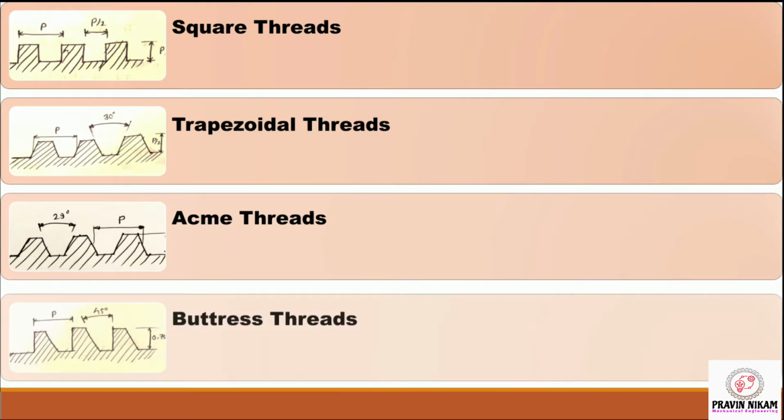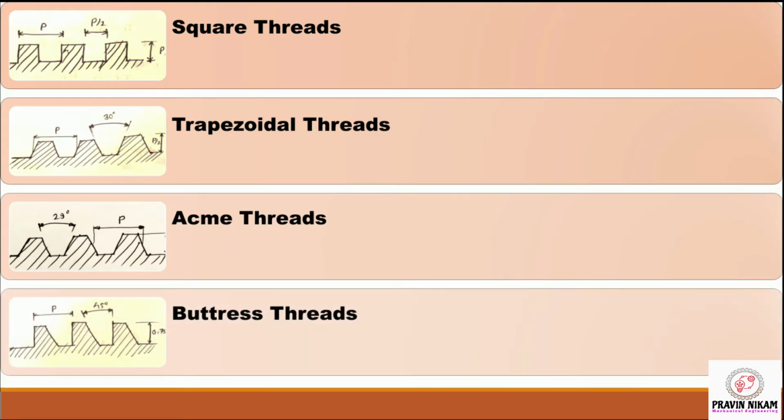And the fourth type of thread is buttress threads. You can see in the diagram the shape of buttress threads. One side is like square threads and another side is like trapezoidal thread. And the angle between the two threads is 45 degree. So these are the four threads. Now let us see one by one.